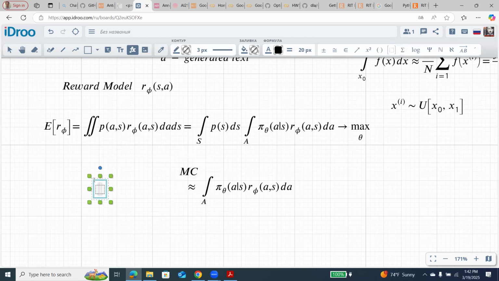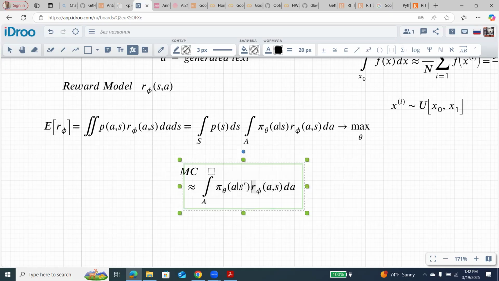I just used n equals 1 in Monte Carlo estimation. Does that make sense? Okay. So the second step, we can try to estimate the second integral as well. But in this case, I should use a specific prompt. Let's call it S prime. So I just sampled one prompt.